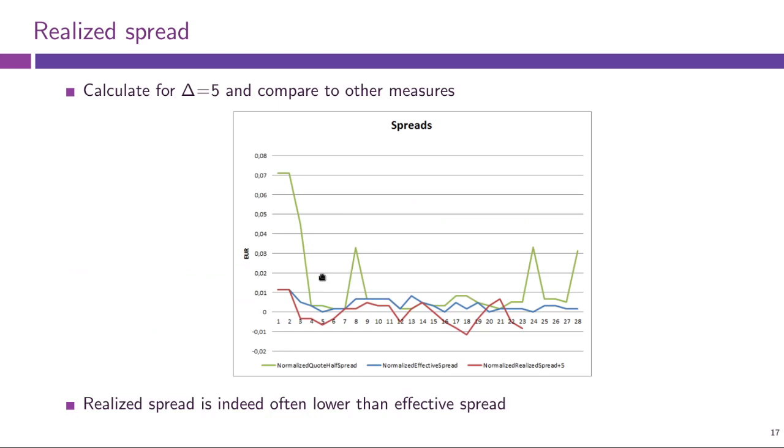No, we cannot see it from this graph. But if you think about it, if somebody came to the market today and wanted to buy the asset, right? They will buy the asset at the ask price, which is higher than the mid-quote. So they will overpay a little bit.